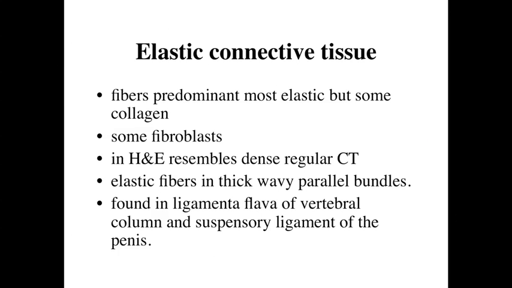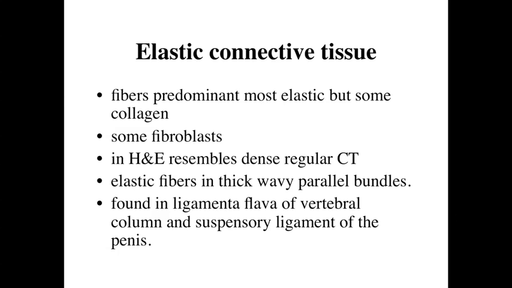The elastic connective tissue we've talked about a little bit before. Fibers are going to be predominant, but they're going to be more elastic fibers with some collagen for strength, but primarily you want to have this kind of flexible structure. Some fibroblasts are going to be present, again, because they're there to synthesize and maintain the components of the connective tissue. Now, when you take a look at an elastic connective tissue under normal hematoxylin and eosin staining, it's going to look like a dense regular connective tissue. It's going to look, in essence, like a tendon.